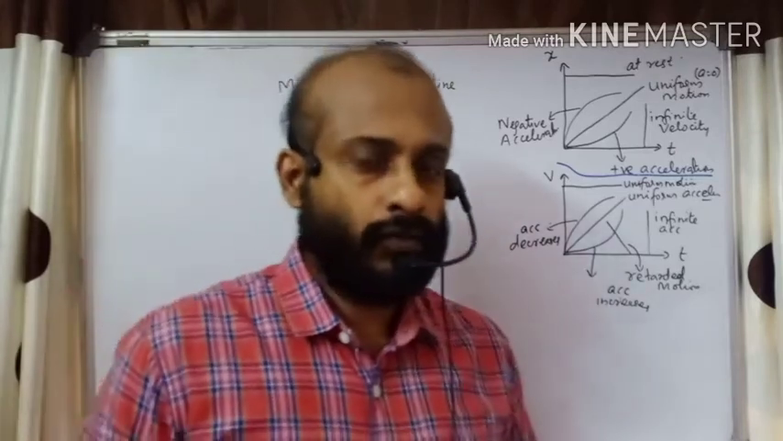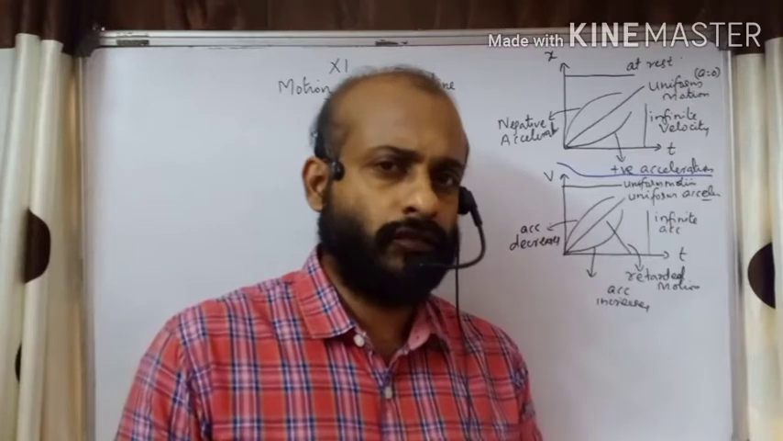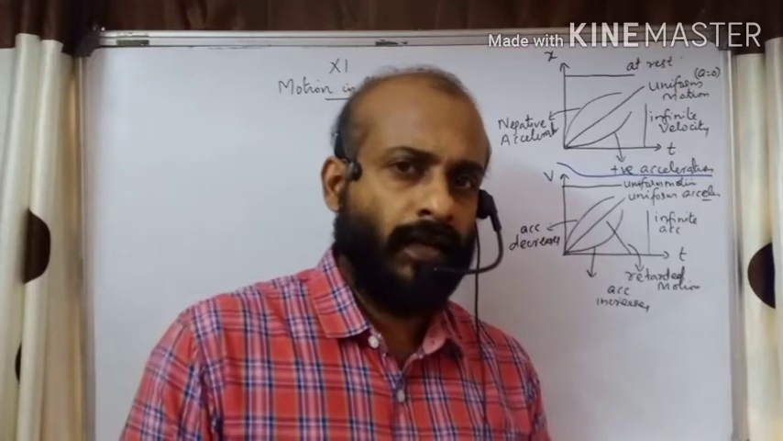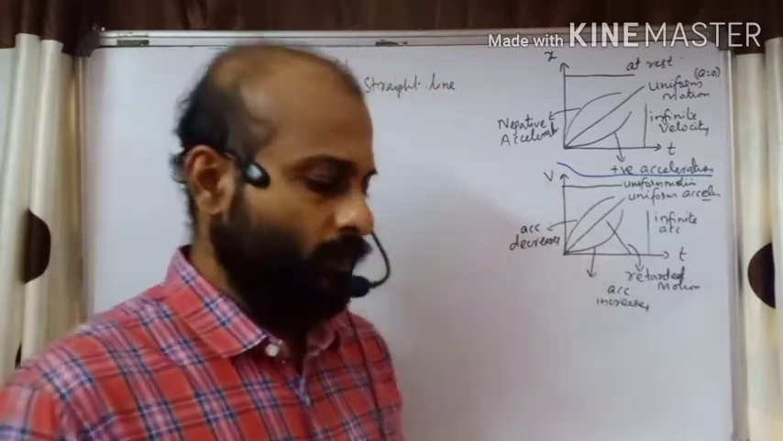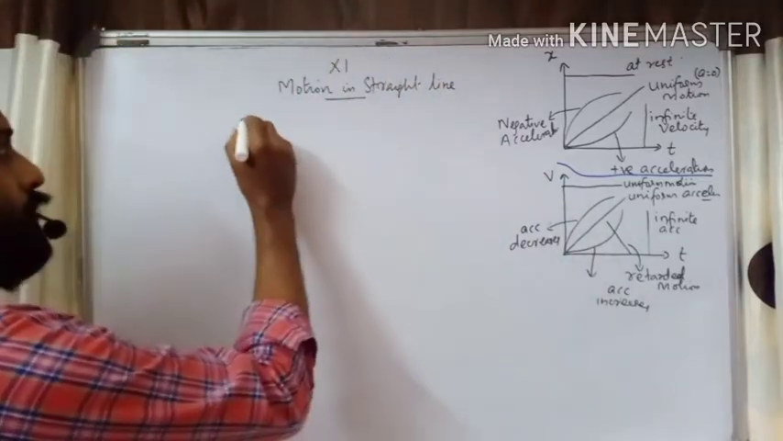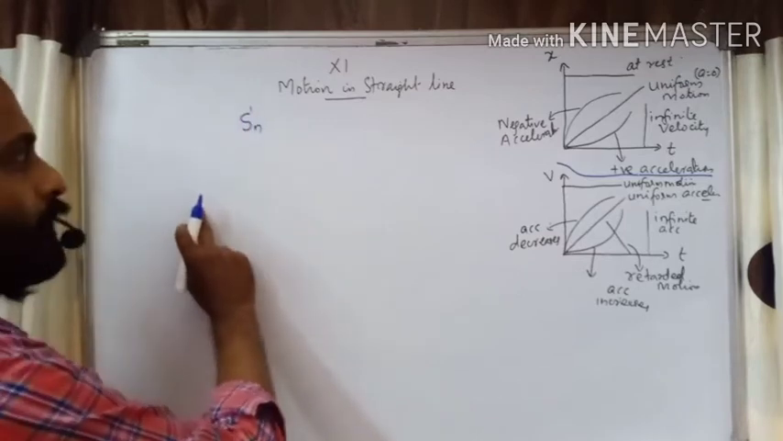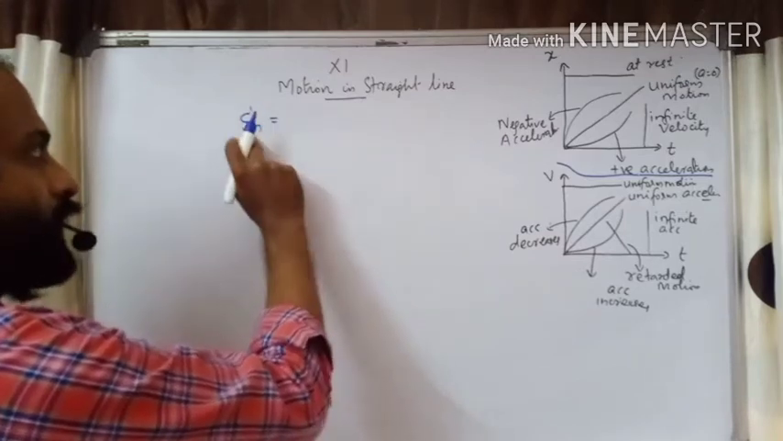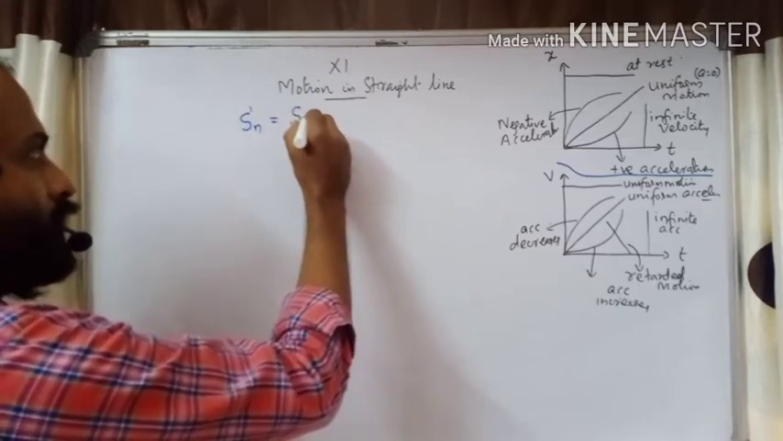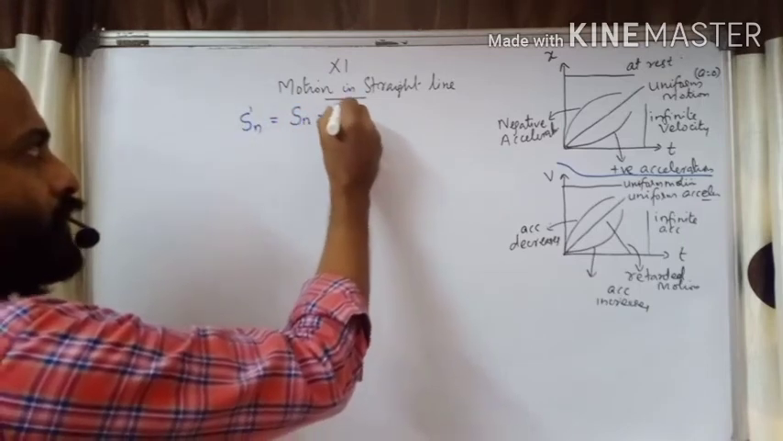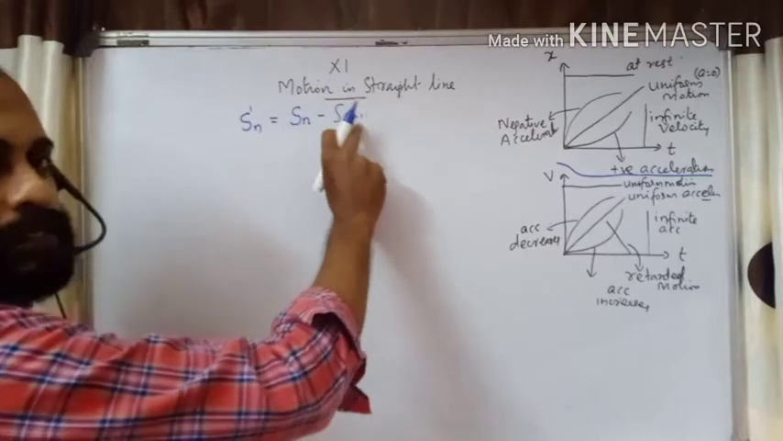Now we have two more topics today. Next one is, we need to find the equation for distance traveled by a body in nth second. In a particular second, what will be the distance traveled? We can represent distance traveled by a body in nth second by the symbol S dash n. To find it, we need the distance traveled in n seconds, that is Sn, minus distance traveled in n minus 1 seconds, Sn minus Sn minus 1.